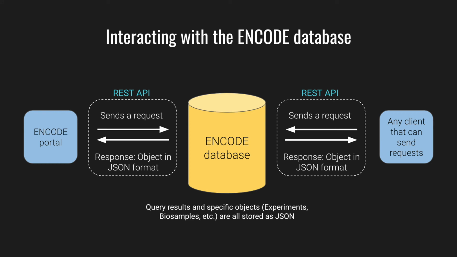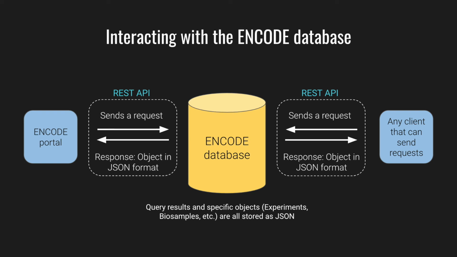The REST API can be used to directly interact with the ENCODE database in a programmatic manner, rather than using the ENCODE portal as an intermediary. Users can request any object or query result from the database, which are returned as JSON formatted objects. These can then be freely parsed and analyzed. It is highly recommended to retrieve metadata programmatically if interested in examining large numbers of ENCODE datasets.